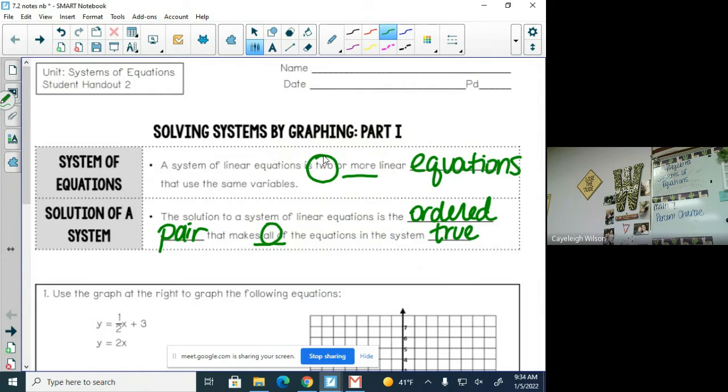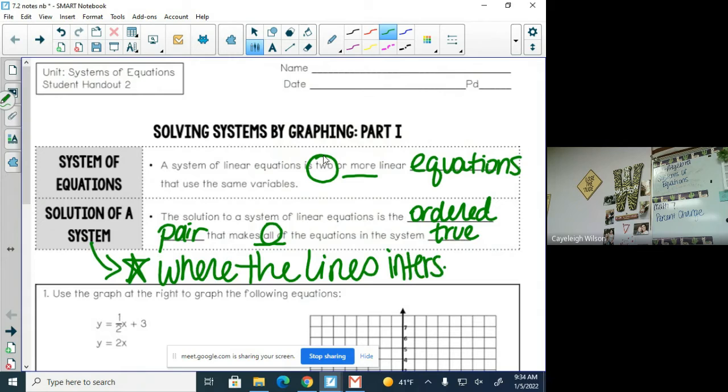Now, the solution of a system, we're going to add this in here, is where the lines intersect, or cross. Good job. So that's a big important point. Highlight it, star it, something.